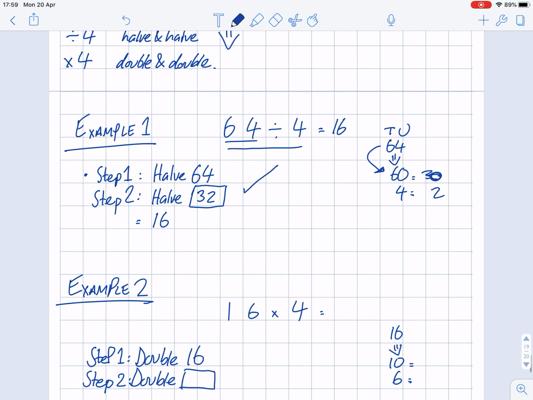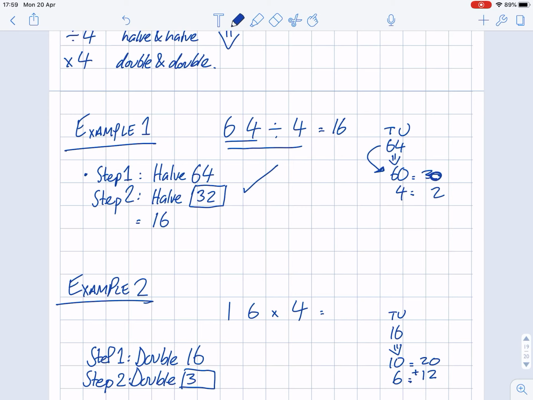Example 2, 16 multiplied by 4. You can see here I've put step 1 is to double 16. Well, I've partitioned it here into 10 and 6. So if I double the 10, I get 20. If I double the 6, I get 12. And if I add those together, I get 32. So double 16 was 32.